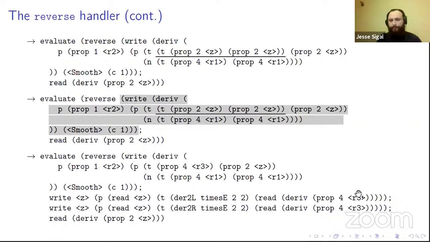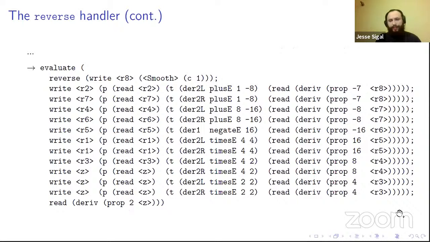And what are we going to do with that R3? We're going to add that into the Z reference. And the Z reference is what we're going to get at the end of the program. So if we keep doing this, we end up with something that looks like this. And what's happened is, I've skipped forward a lot, obviously.